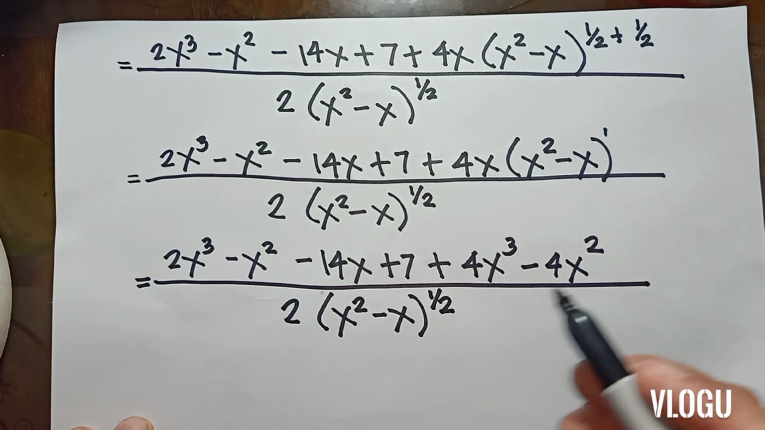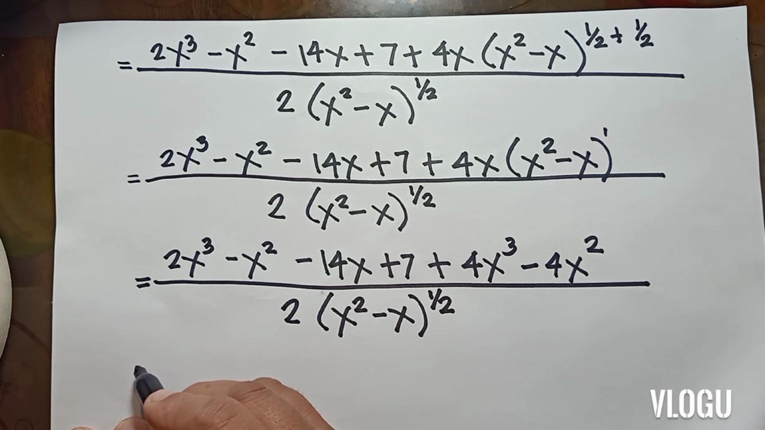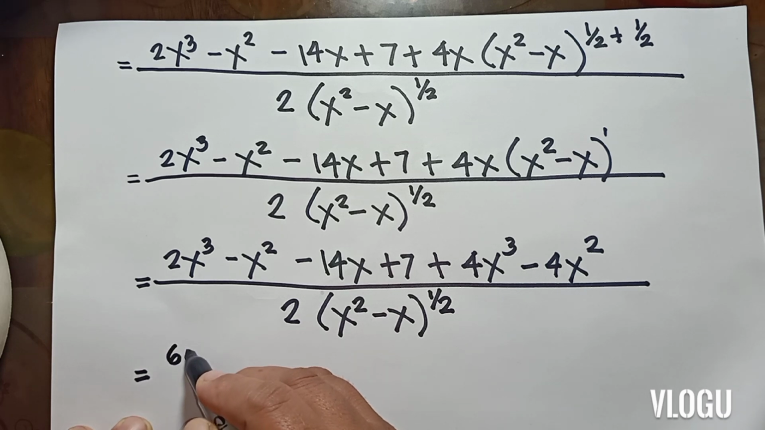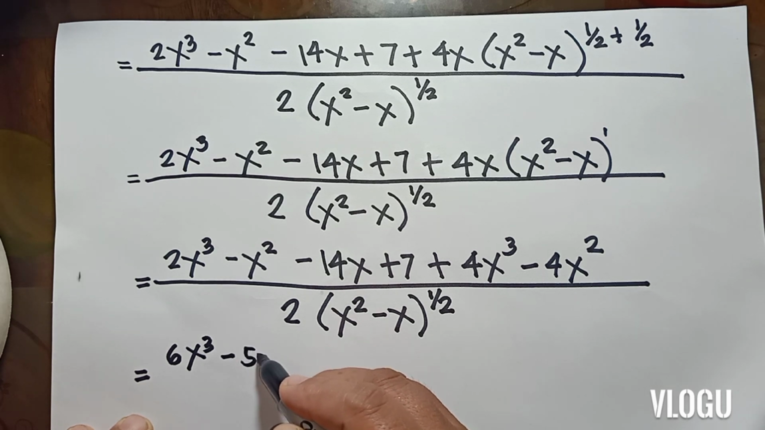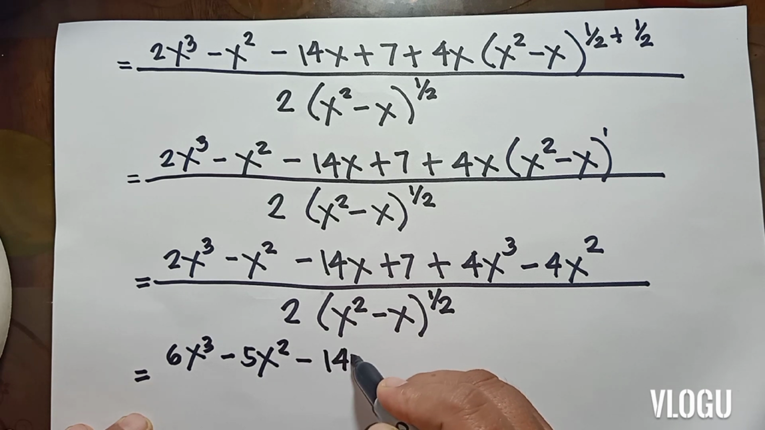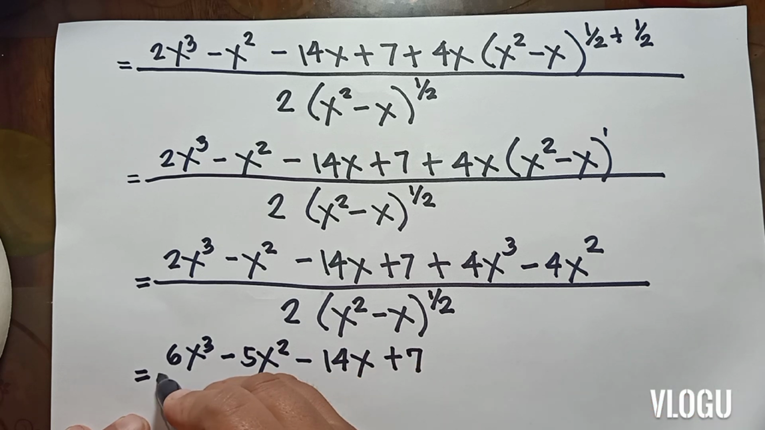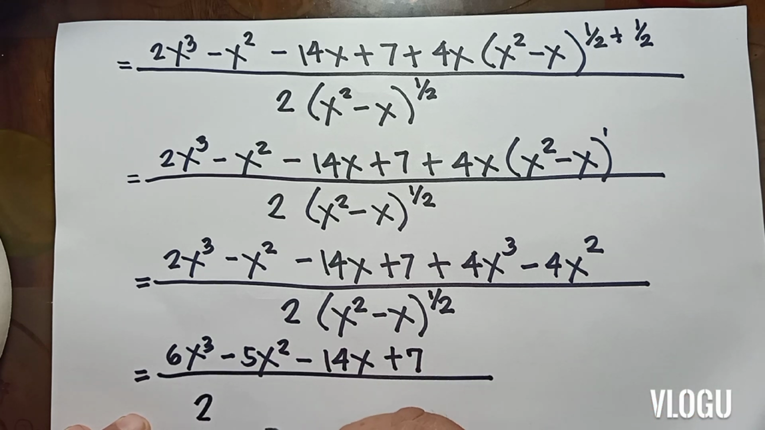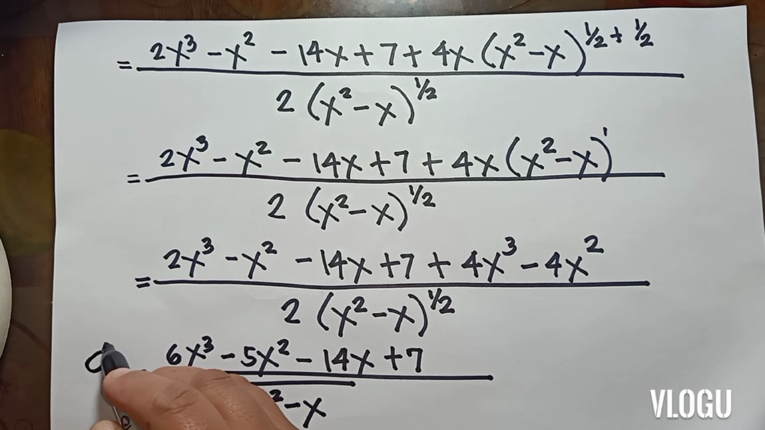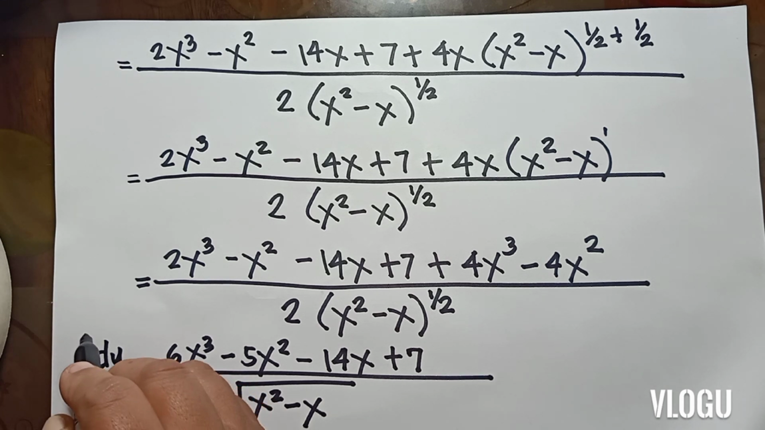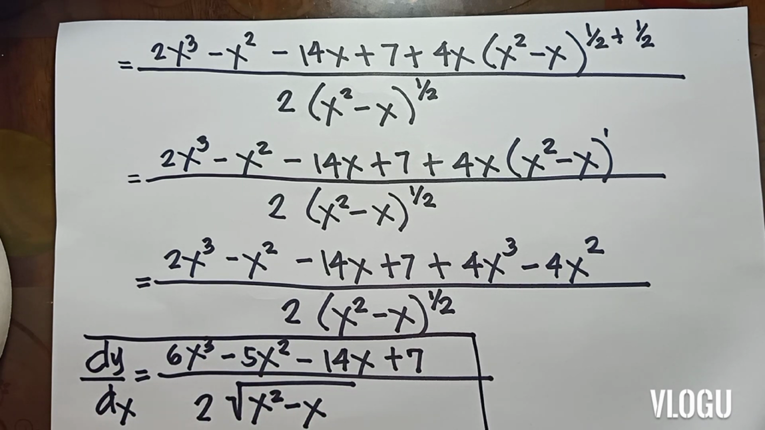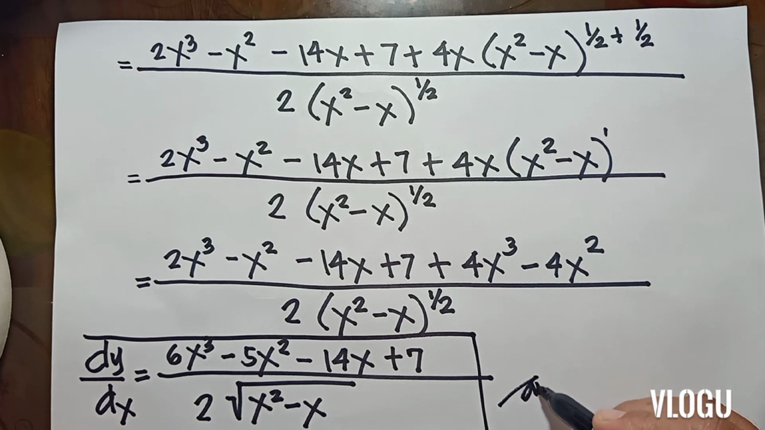So, the final answer is equal to 6x cubed minus 5x squared minus 14x plus 7, over 2 times the square root of x squared minus x. So, this is now our final answer. Our dy/dx is equivalent to that one. So, this is now our answer.